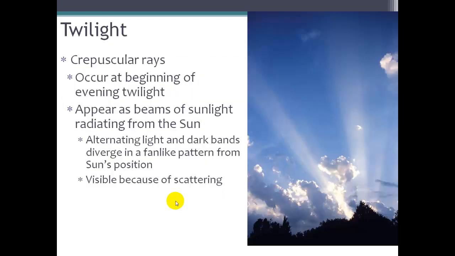So at twilight, you may see something called crepuscular rays. These occur at the beginning of evening twilight, and like the picture here, they appear as beams of sunlight that are radiating from the sun.